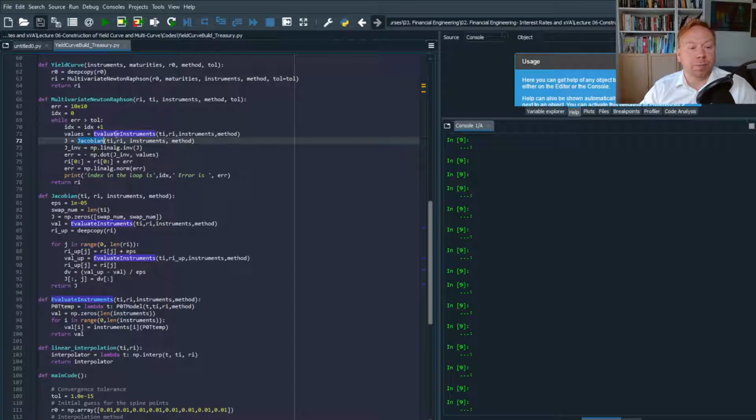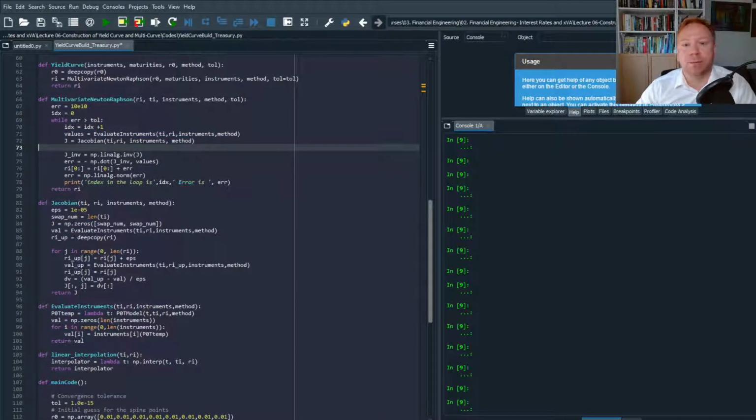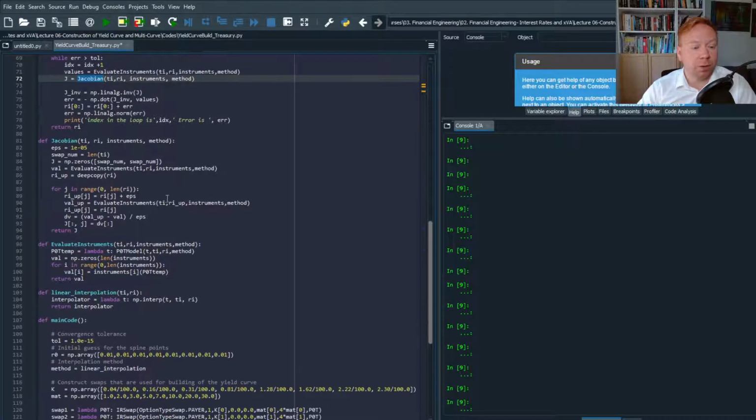We will use these evaluated values later once we talk about the Jacobian. But okay, so we have values for our current state of the spine points. Then the next step will be to calculate a Jacobian, which is the sensitivity of each individual PV, so our swaps, with respect to all the spine points. Here we see that we have a Jacobian, which is calculated here. We don't do it analytically; the Jacobian calculation we just perform numerically. This means we perform some kind of shocking of the curve of the spine points.